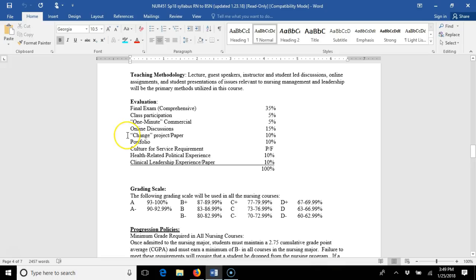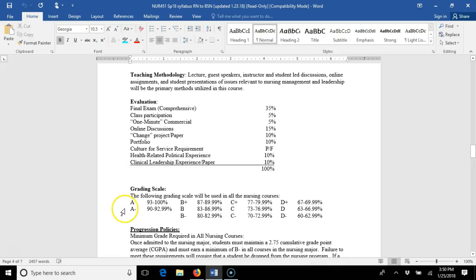There's a change project and paper that is due for 10%. The portfolio that you'll need to complete is 10%. There's a culture of service for learning that is a pass-fail basis. There are health-related political experiences that you'll need to attend, and that's 10%. And then there's the clinical leadership experience paper, which is worth 10%.